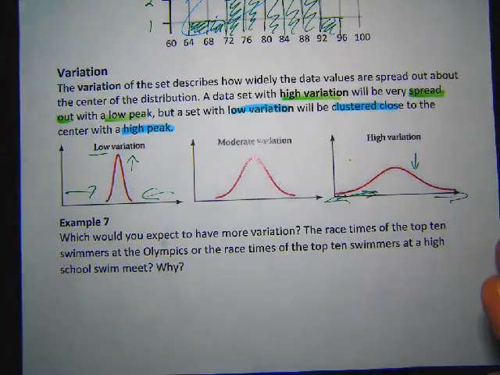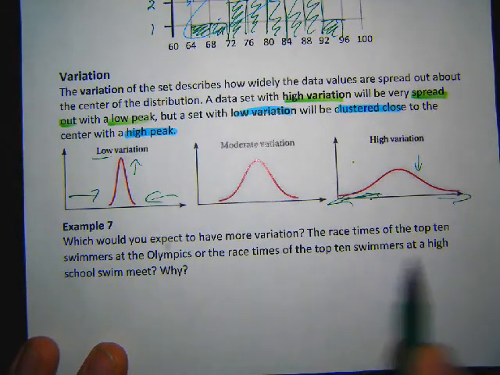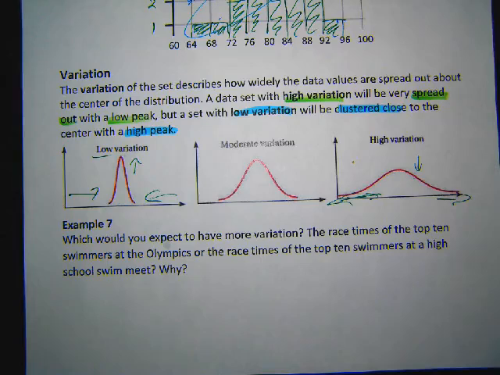So for example, which one would you expect to have more variation? The race times of the top 10 swimmers at the Olympics, or the race times of the top 10 swimmers at a high school swim meet? And why would that be? So if I look at the top 10 swimmers at the Olympics versus the swim meet, well, I think about it. The Olympics, usually these people have gone through trials and trials, right? They've had to beat other people in their country. They get here, they're the best of the best.